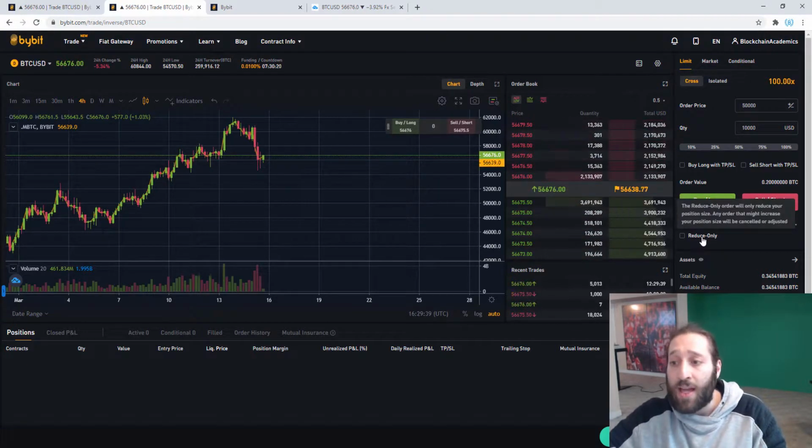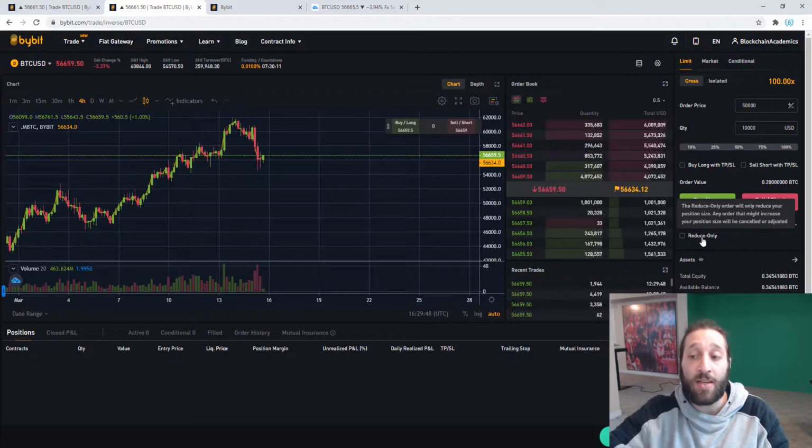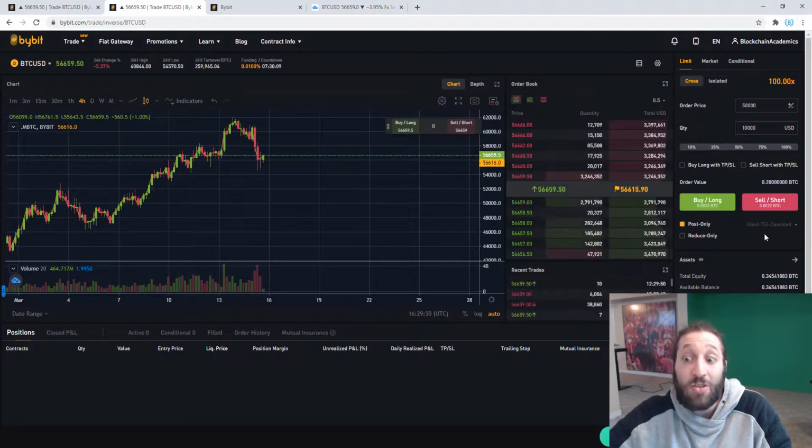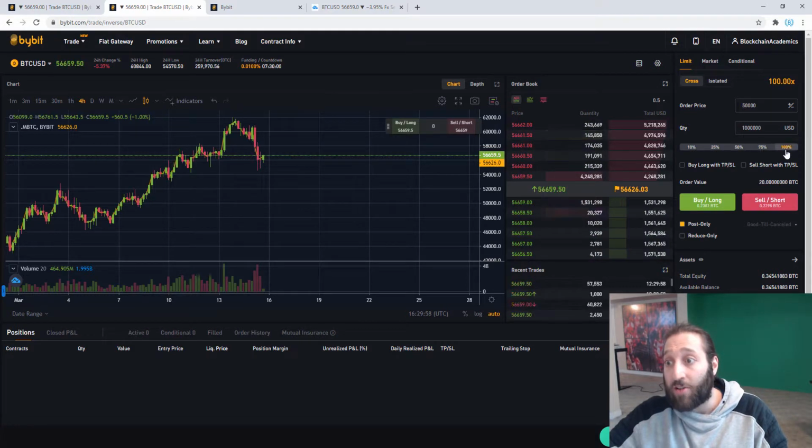And reduce only, the reduce only order will only reduce your position size. Any order that might increase your position size will be canceled or adjusted. So this allows you, just in case you misclick. And you can see your total equity here. Here you can see how much leverage you can use, how many contracts you can actually trade.